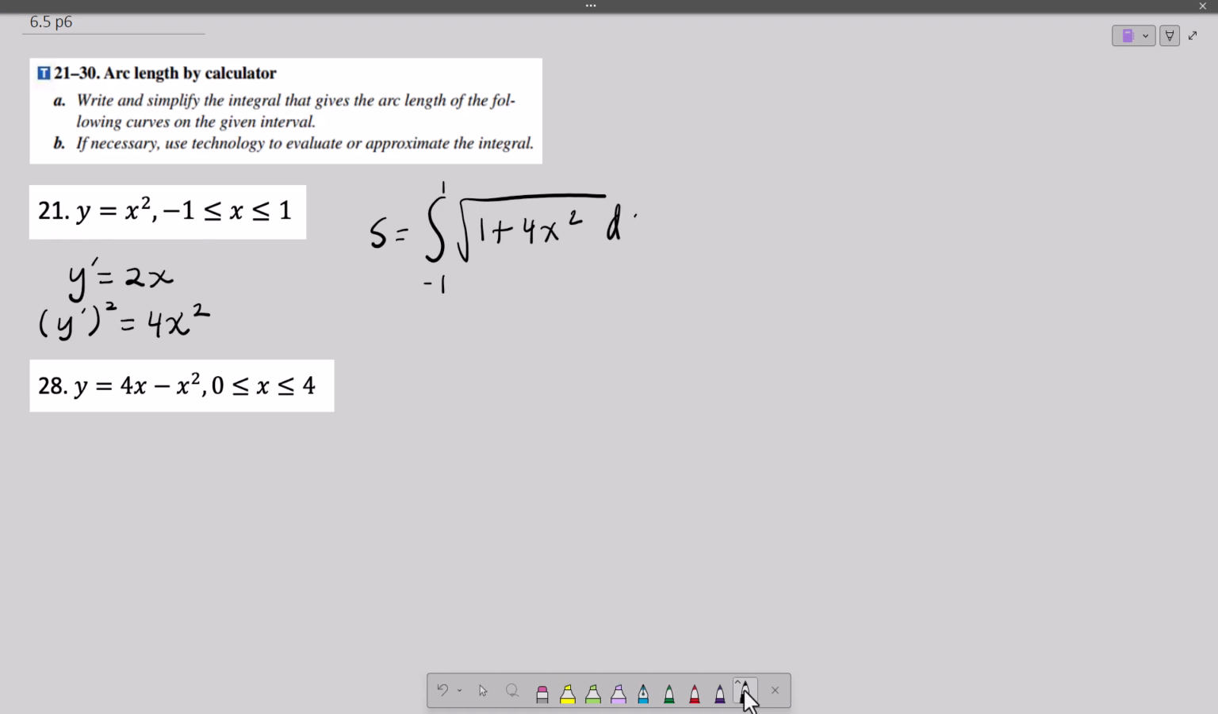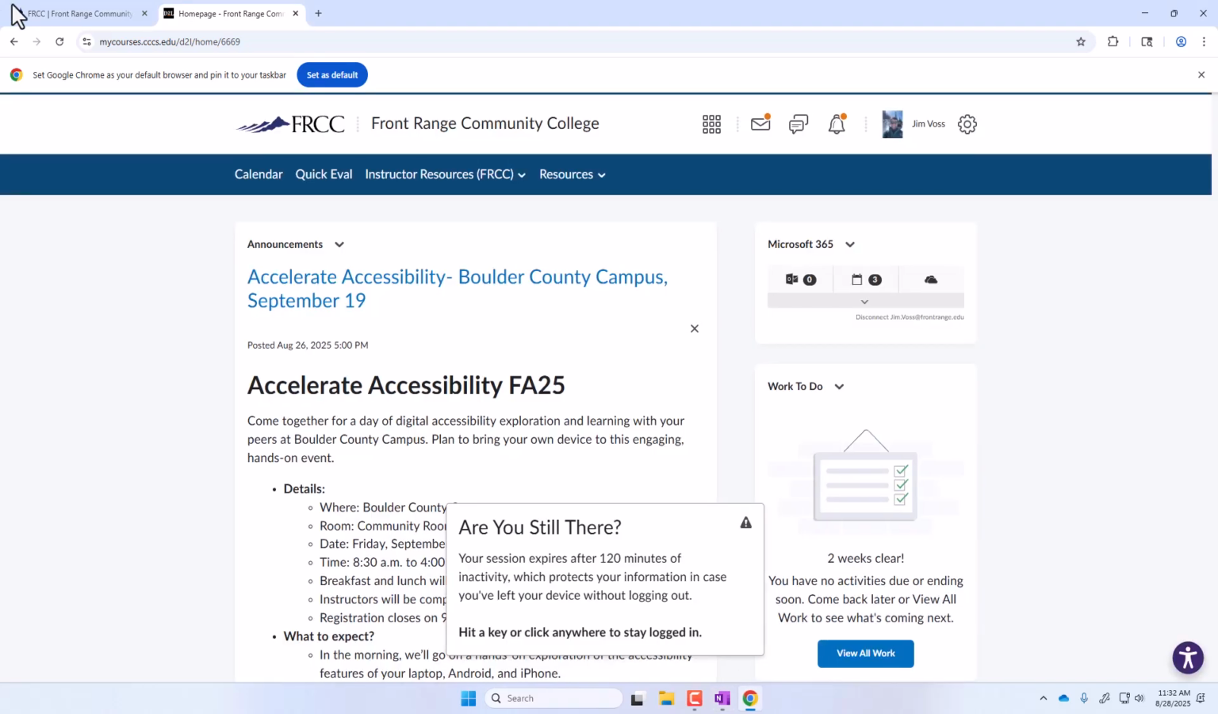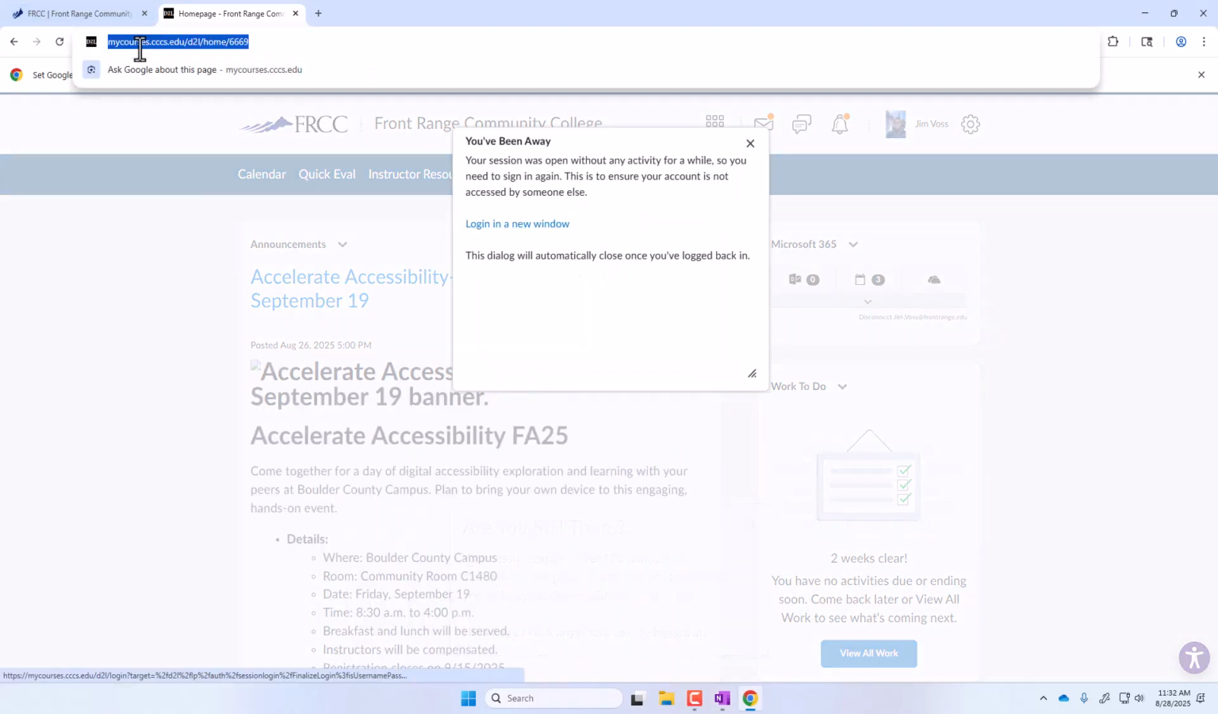And so this is more common where you end up with something that you just don't know how to take the antiderivative of. And we will learn some techniques where you could actually find an antiderivative for that. We're going to learn a technique called trigonometric substitution. But we're not doing that now.